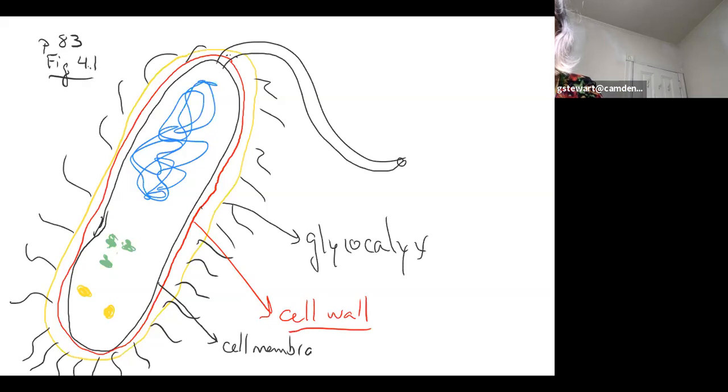And it is, notice, protected. It's underneath the cell wall, and if the bacteria has a glycocalyx or slime layer, it's underneath that as well. So this is right up against the cytoplasm of the organism, right? So we check this box, glycocalyx.